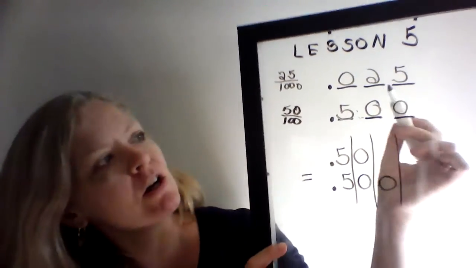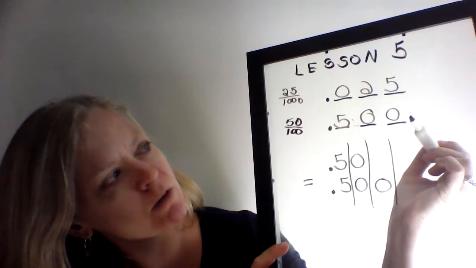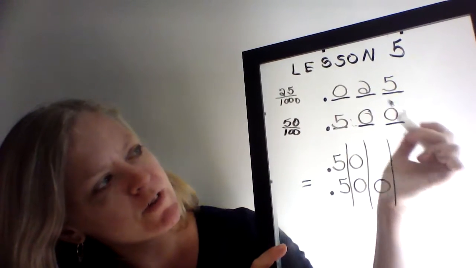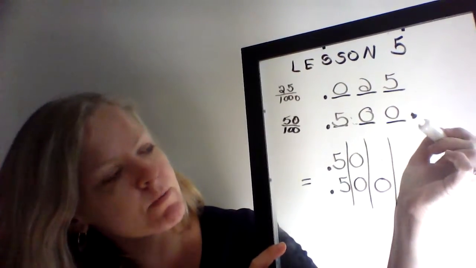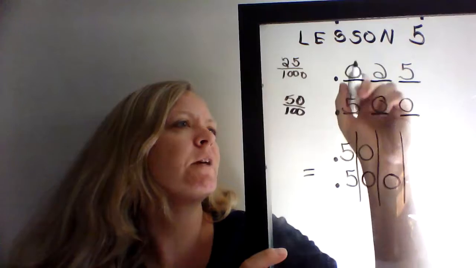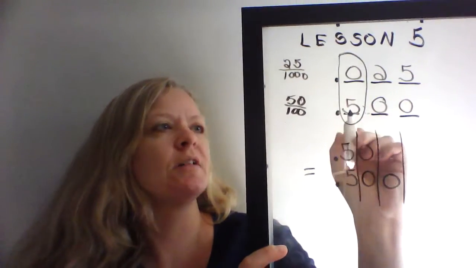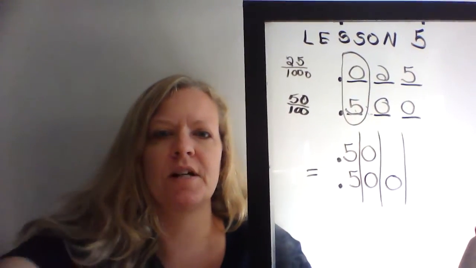So there's two ways to compare this one. Since they're both in the thousandths right now, this is 500 thousandths, 25 thousandths. What's more, 500 or 25? This one. Okay, and also I'm going to compare the tenths. This 5 is greater. So that decimal is greater.